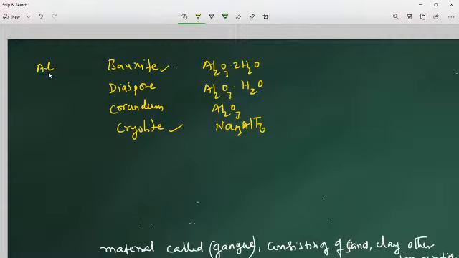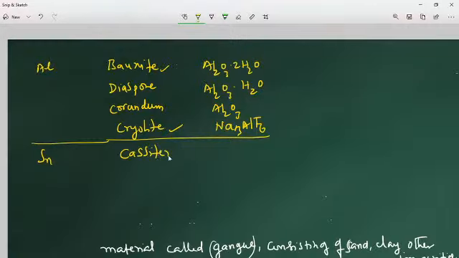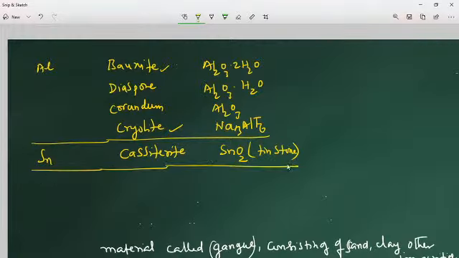Moving on to the other one, we have tin. The symbol is Sn. Tin symbol is Sn, from stannum. Only one important ore, that is cassiterite. That is nothing but tin stone, tin oxide, SnO2, also called tin stone. That is one important ore of tin.